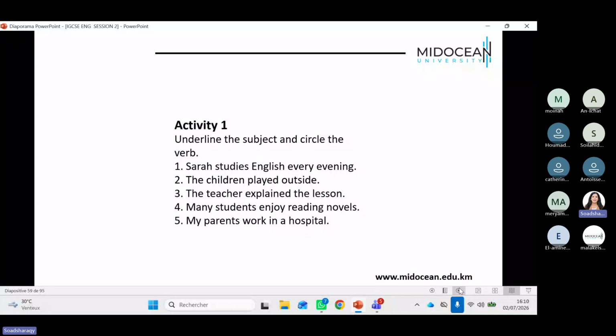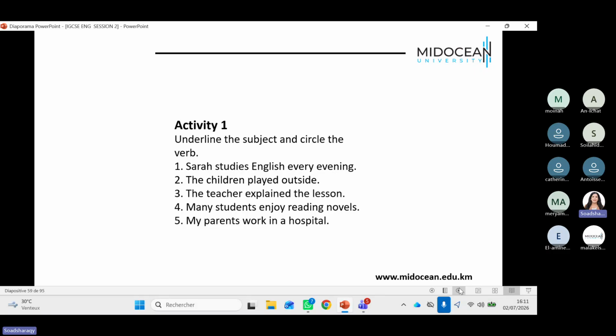Number 2, the children played. The verb here is to play, played. And what is the subject? The subject is the children. Good. Number 3, the subject is the teacher, and the verb is explained. It's the verb explain. Good. Of course, the verb is in the simple past tense.